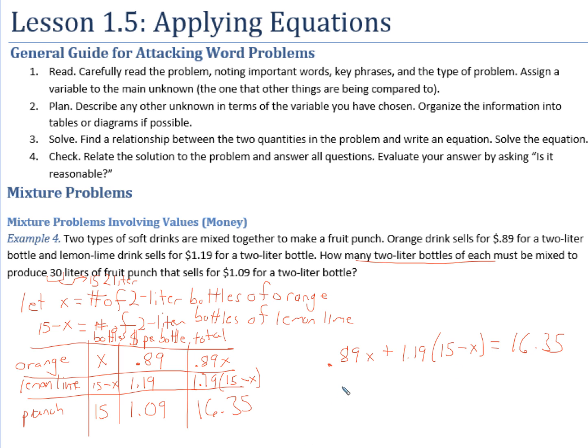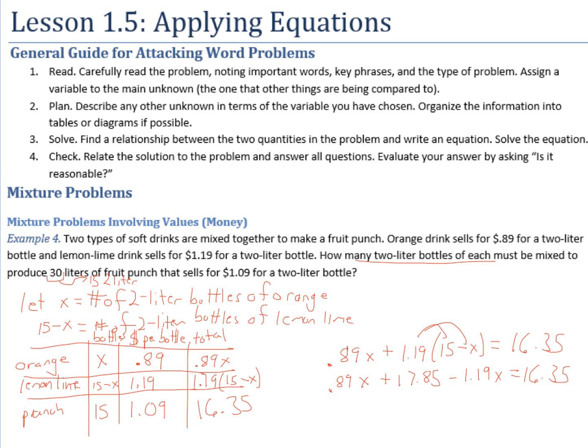And as we work through here, we have the 1.19, we're going to have to distribute. 1.19 times 15 is 17.85, so we have 0.89x plus 17.85, distribute the 1.19 minus 1.19x equals 16.35.